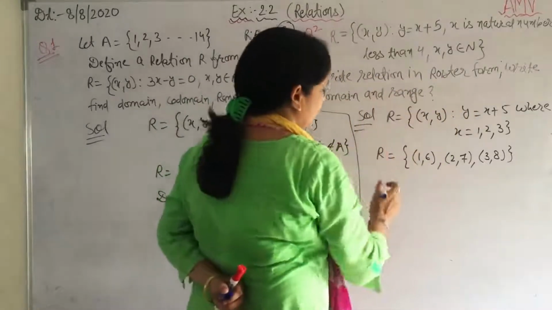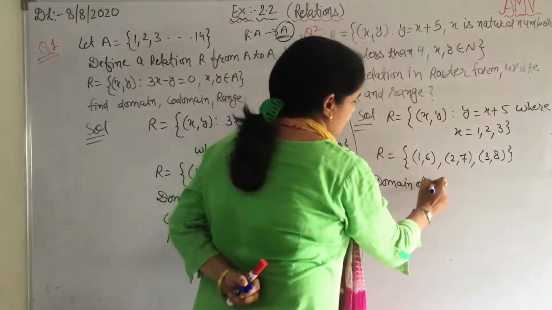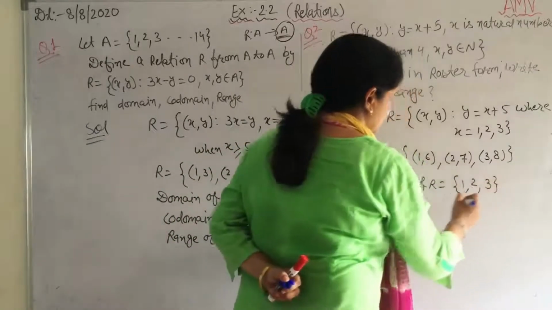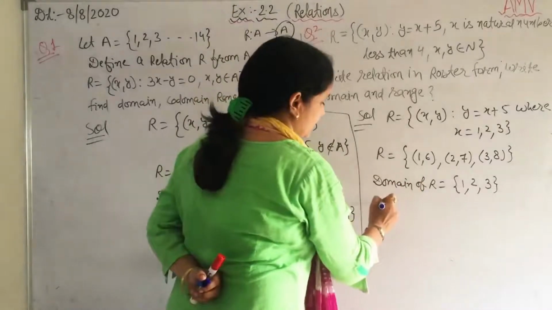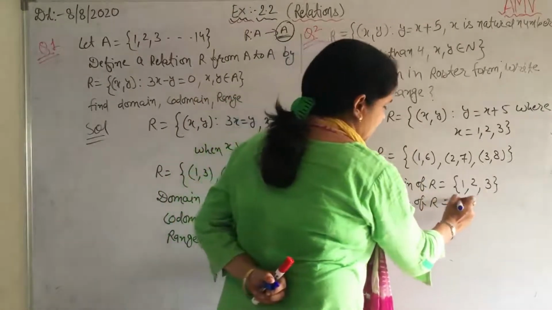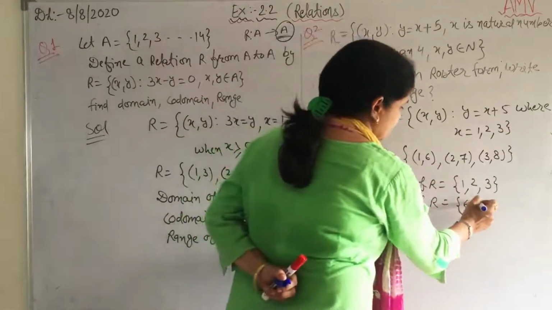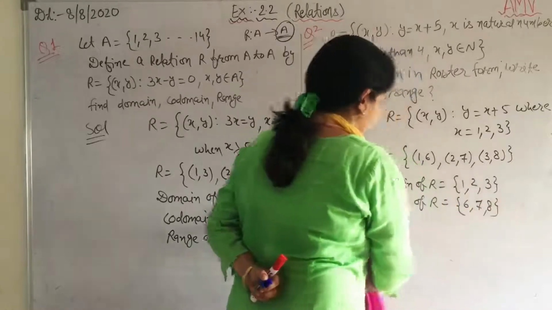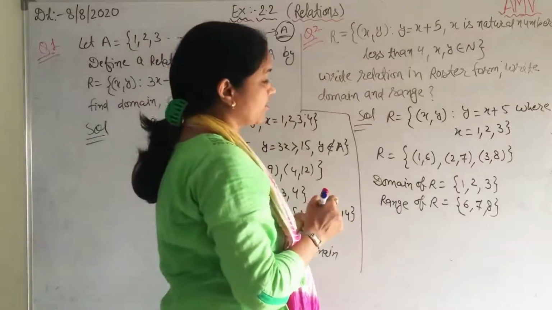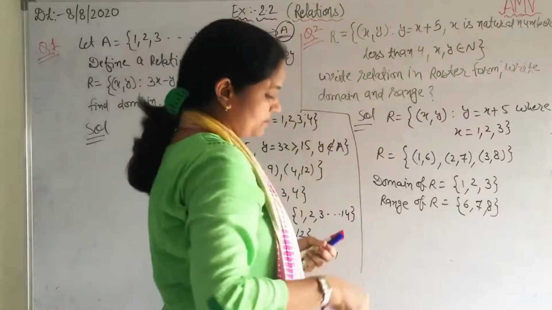And now we have to find the domain. So domain of the relation is the set of first elements. So it's 1, 2, 3 only. Now range of R, the set of second elements. Here second elements are 6, 7 and 8. So it's the domain of the relation and it's the range of the relation. And roster form means write in a listing method only. Okay students. Now move ahead.